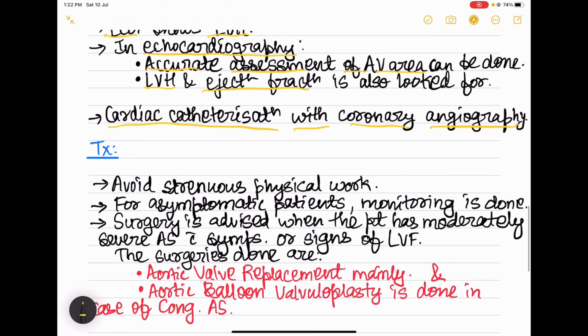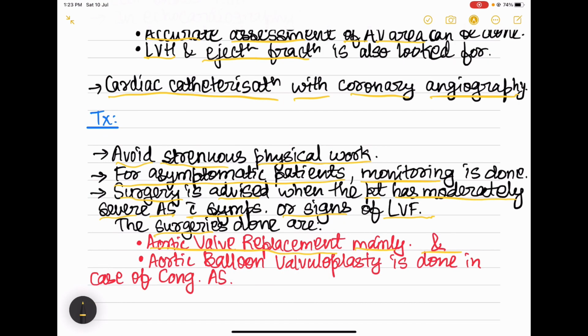Now coming to the treatment, first is avoid strenuous physical work, and for asymptomatic patients we have to do monitoring. Surgery is advised when the patient has moderately severe aortic stenosis with symptoms or signs of left ventricular failure. So the surgeries which can be done are aortic valve replacement, that is the surgery which is mainly done, and aortic balloon valvuloplasty is done in case of congenital aortic stenosis.